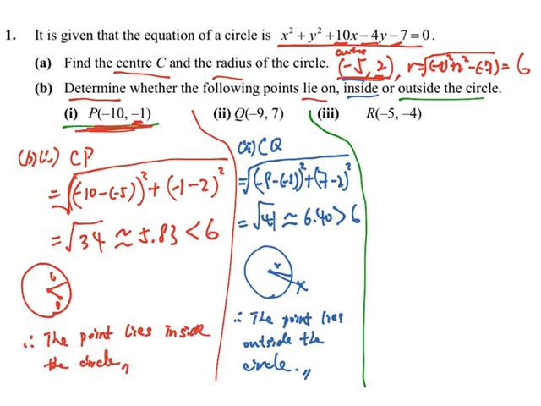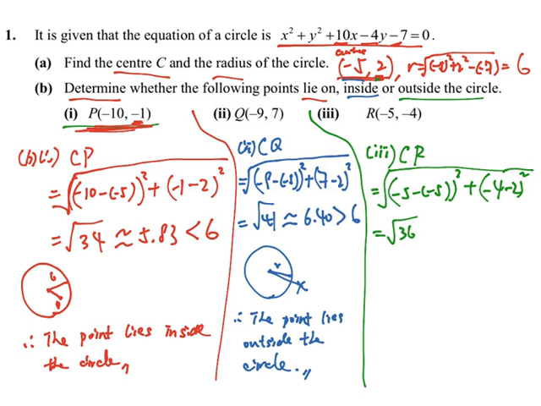Next, question 3. Now we find CR. Same, negative 5 minus negative 5, squared, and then negative 4 minus 2, squared. Take the square root, so it is square root of 36. It is 6. It is exactly the radius. So that means it is on the circle. So the point lies on the circle.